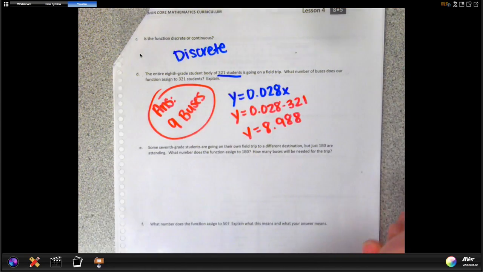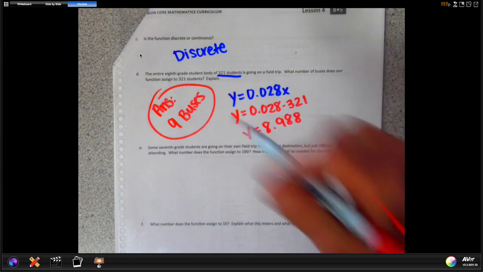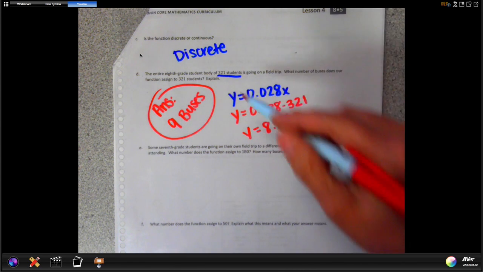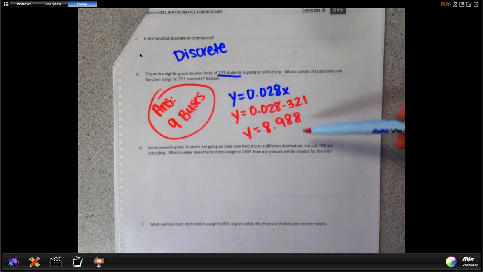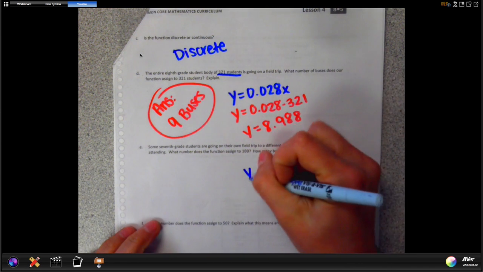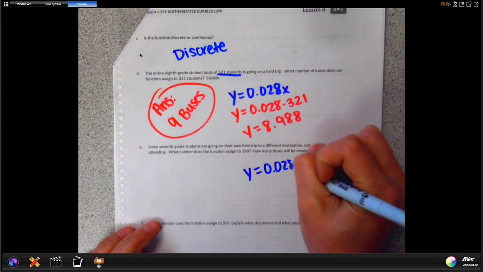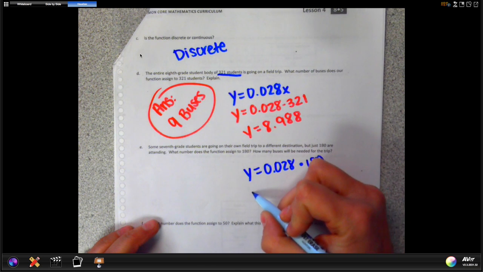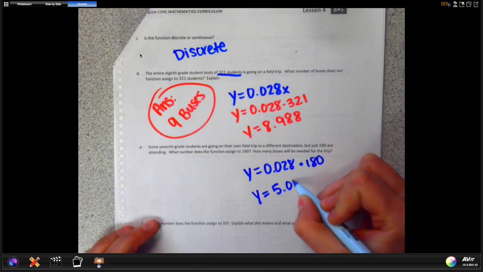Okay? So now E asks you to do it again. It says some 7th grade students are going on their own field trip to a different destination, but just 180 are attending. What number does the function assign to 180? How many buses are needed for this trip? So again, you're going to use the same method you did in part D here, only we're going to change our number of students to 180. So if you plug that in, y equals 0.028 times 180, okay? If you do that in your calculator, you get y equals 5.04.